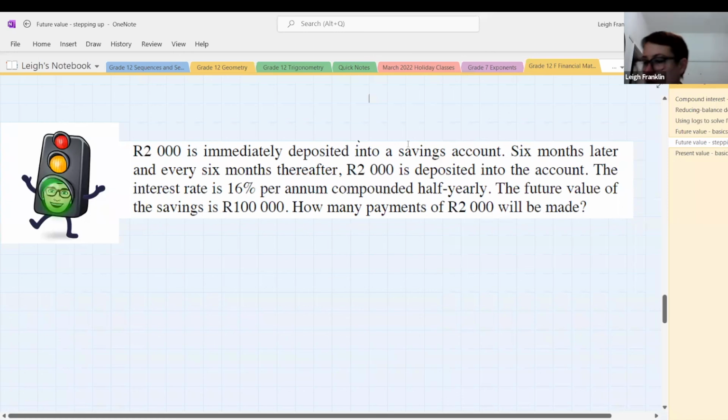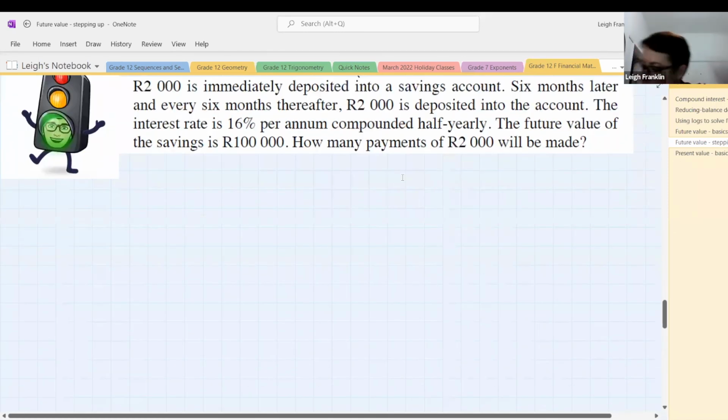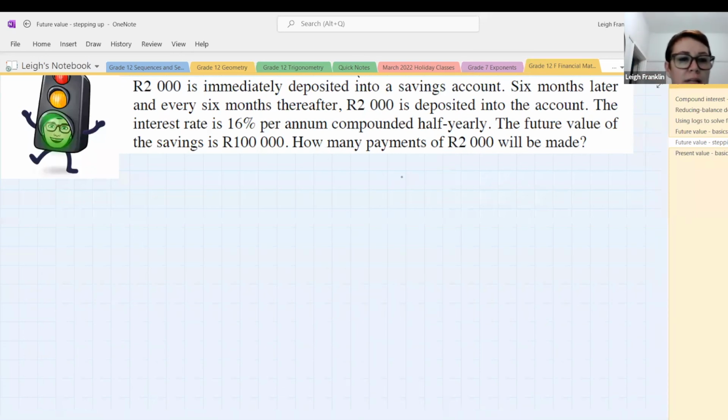Because there's a little trick to this one, and it's just interesting for me. I think some of us realized it, but maybe some of us didn't. So 2,000 Rand is immediately deposited into a savings account. 6 months later, and every 6 months thereafter, 2,000 Rand is deposited into the account. The interest rate is 16% per annum compounded half yearly. The future value of the savings is 100,000 Rand. How many payments of 2,000 will be made?